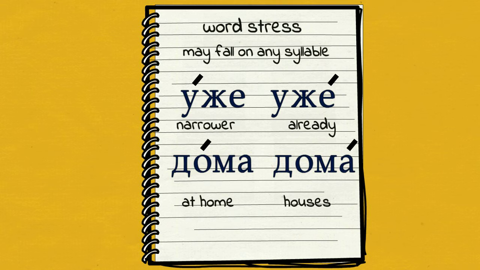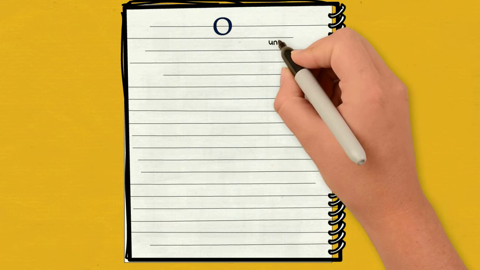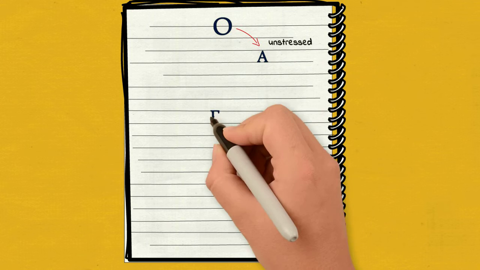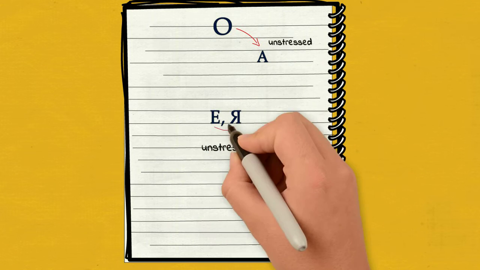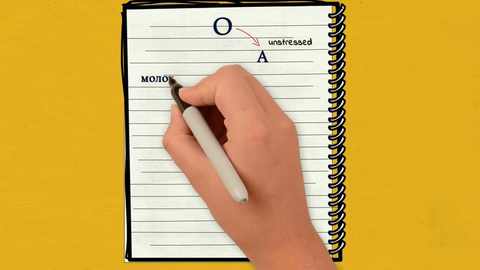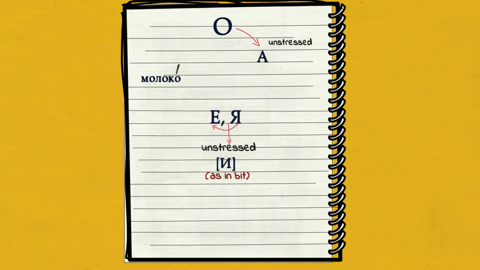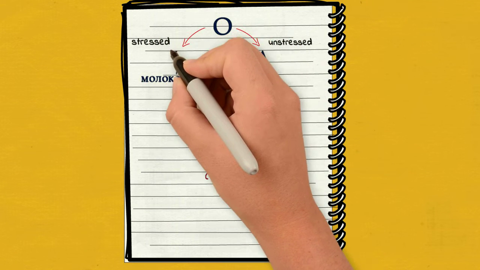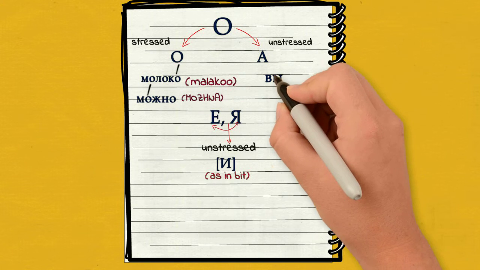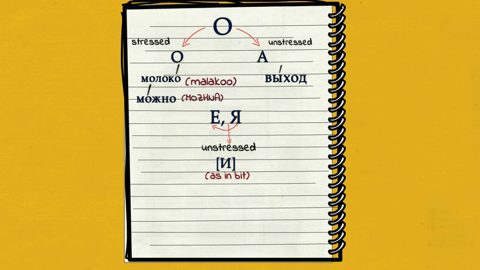Unstressed vowels are always shorter than stressed ones, and their quality may also change. In particular, unstressed O is pronounced in the same way as the A, while unstressed Ye and Ya are pronounced more or less like I. For example, in the word молоко, the last O is stressed and it sounds like O. Or in the word можно, if O is unstressed, it sounds like A, выход.